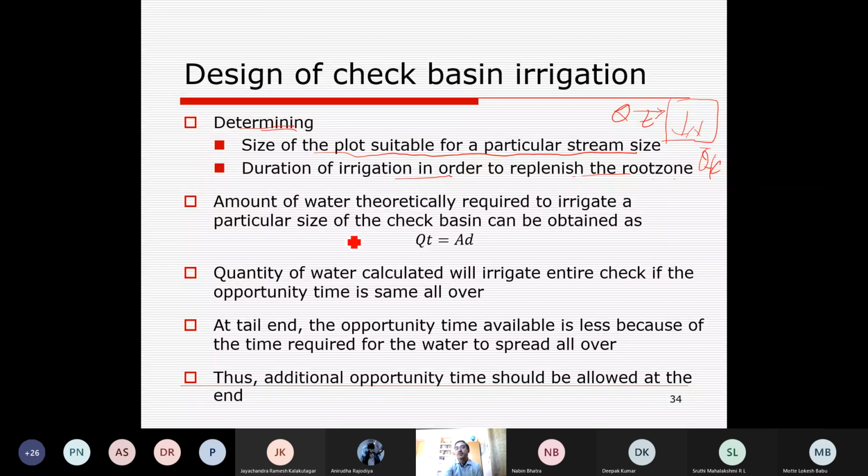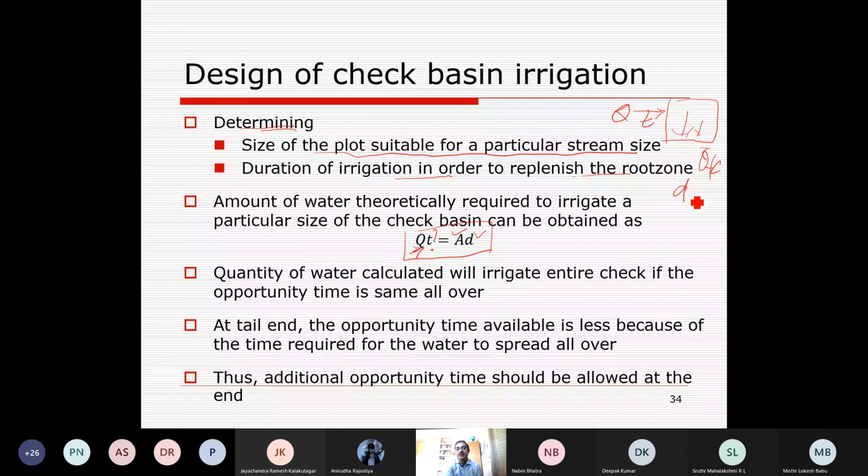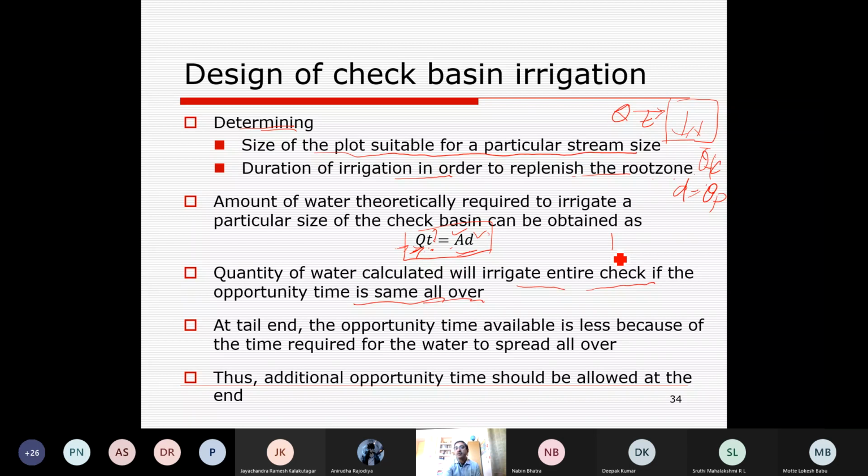The same idea I have already given. Q, we know the discharge characteristics of the stream. T is the time we need to find out. We know the area. We know the required depth from the field capacity and present moisture content. So we can find out what time this stream should be diverted in the field. So the quantity of water calculated will irrigate the entire check if the opportunity time is the same all over. So the important idea is that the stream should immediately cover this whole area so that opportunity time is the same for every point in this field.